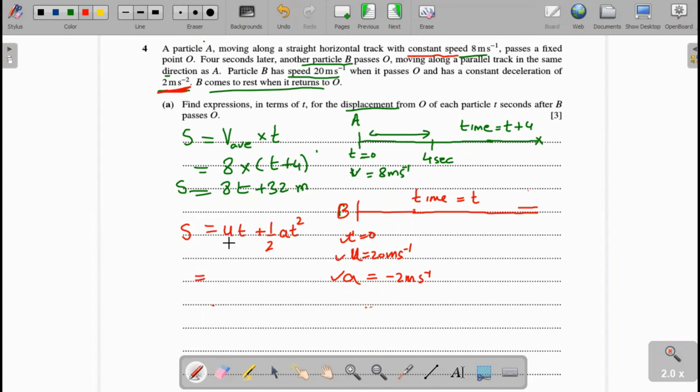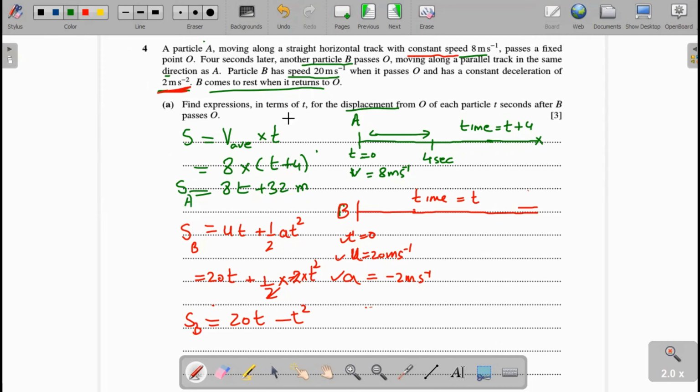Now, substitute the value: u is 20 and time is taken as t, because in time t we have to find the displacement expression. Now, one over 2 as it is, a is minus 2, time is t square. That equation becomes 20t minus t square. This is the particle A displacement, and this is the particle B displacement.